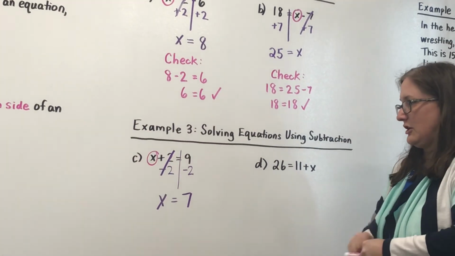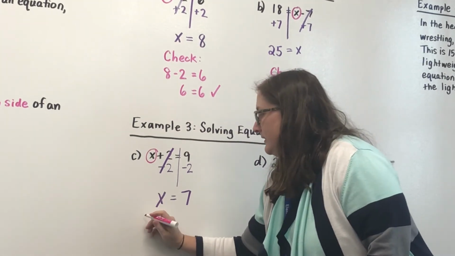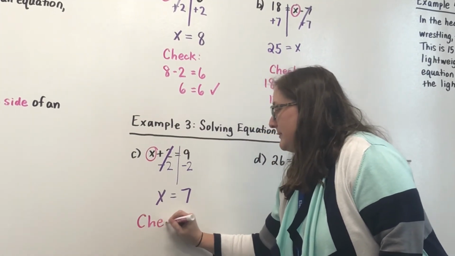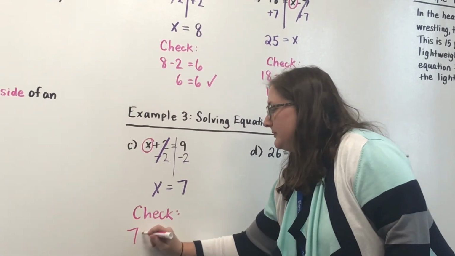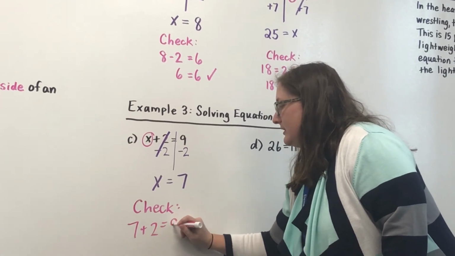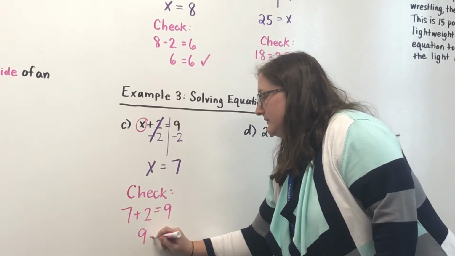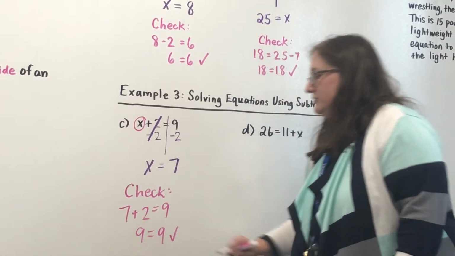Don't forget to check your answer. So I'm going to check it by plugging 7 in for my x. So 7 plus 2 equals 9. 7 plus 2 actually is 9. Both sides are equal. Checks out.